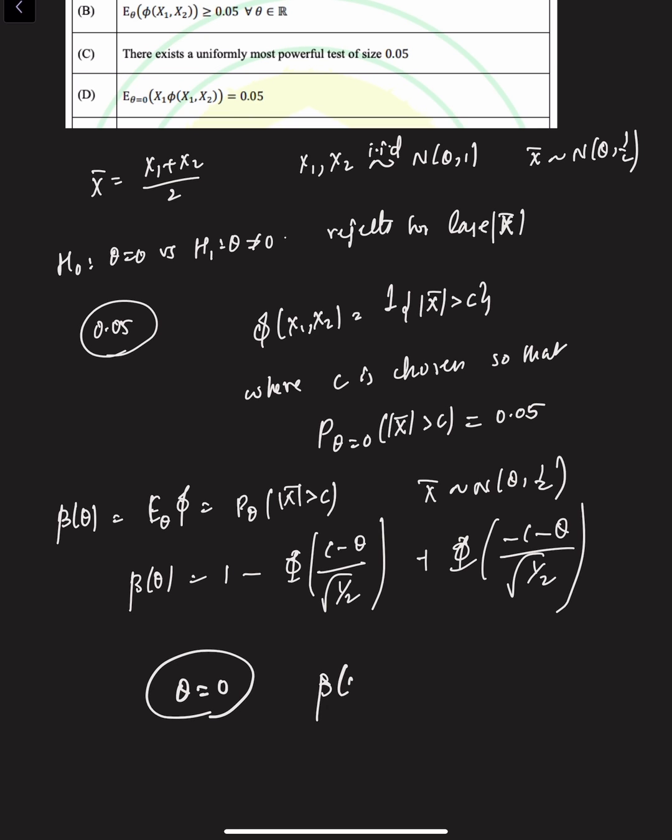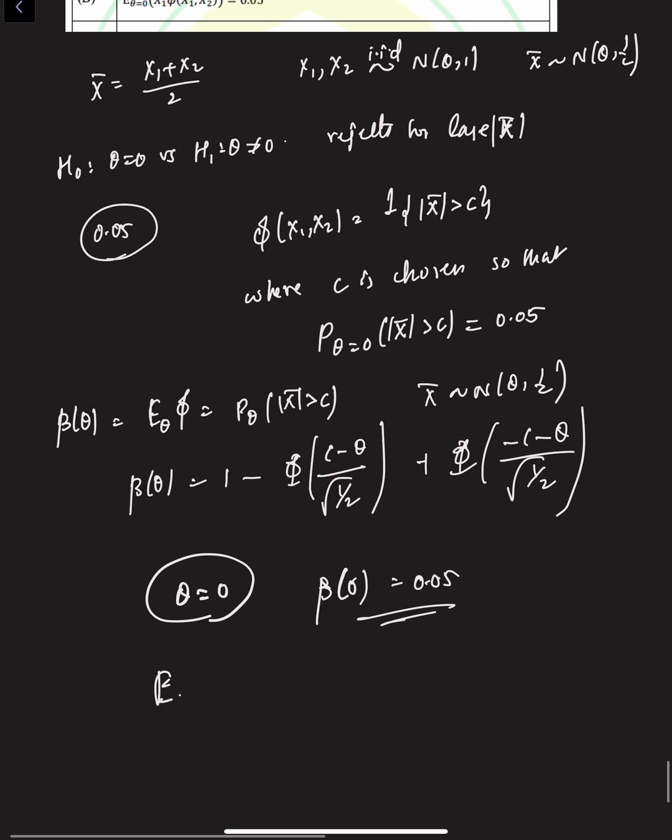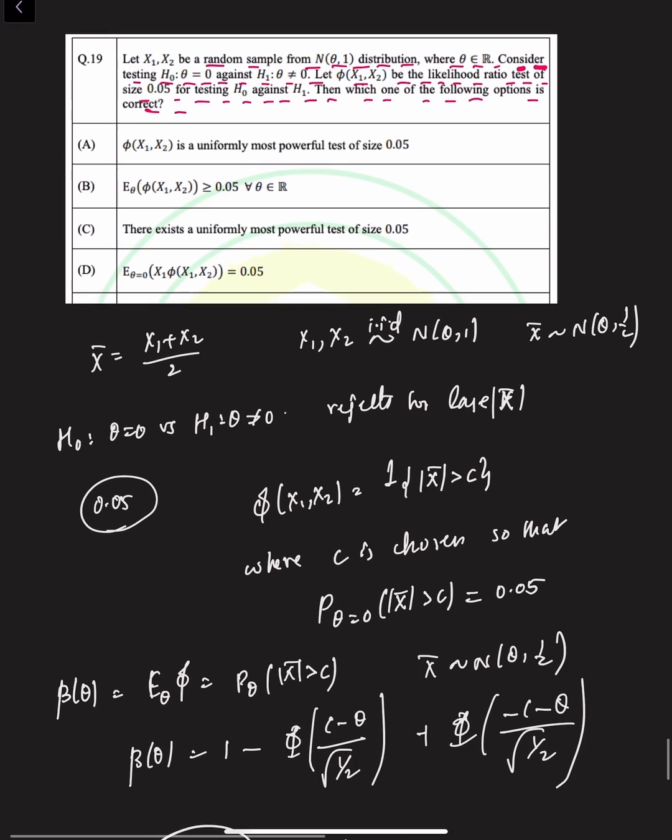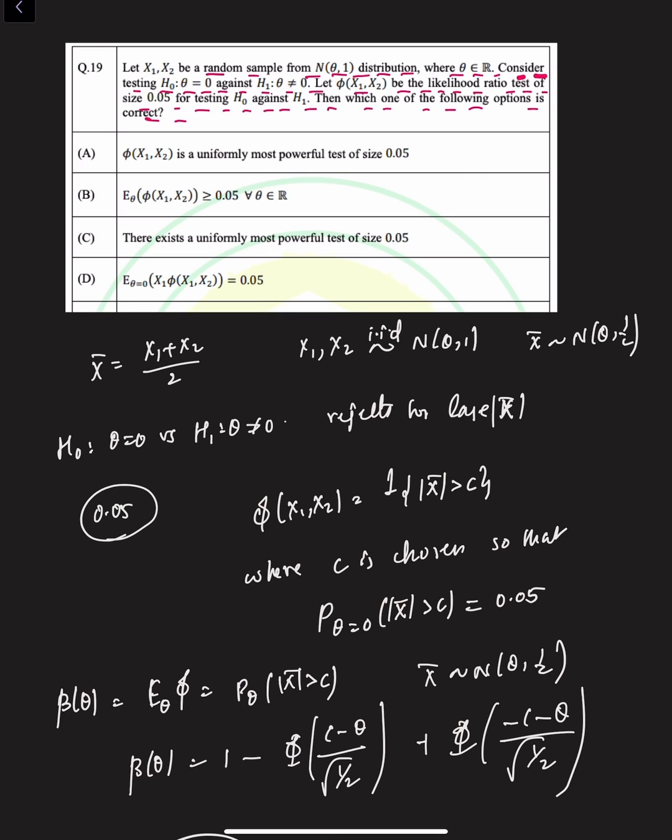So that means beta(0) is 0.05. Therefore the expectation of phi(x1, x2) is nothing but beta(theta), which is greater than or equal to beta(0), which is 0.05. Therefore option B is correct.